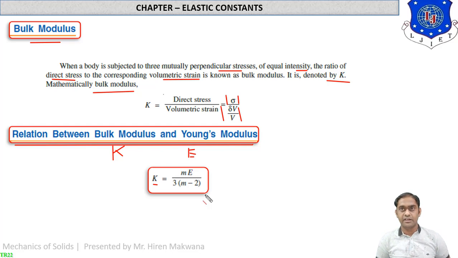This relation has a derivation also, meaning this formula is not directly available. Actually this formula is derived in the textbooks, but this type of derivation is not of much importance for us, or in the GTU exams this type of derivation is rarely asked. So we are not going towards the derivation of the formula. Just remember this formula for numerical purposes if numericals can be asked. K equal to ME upon 3 times M minus 2.